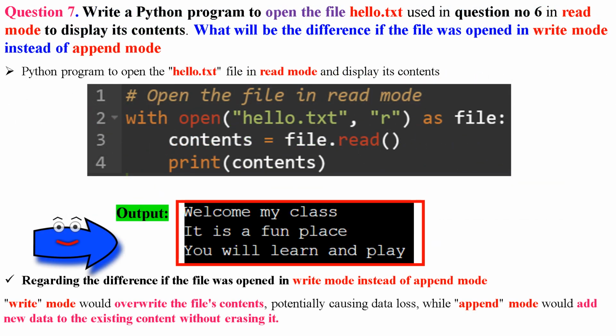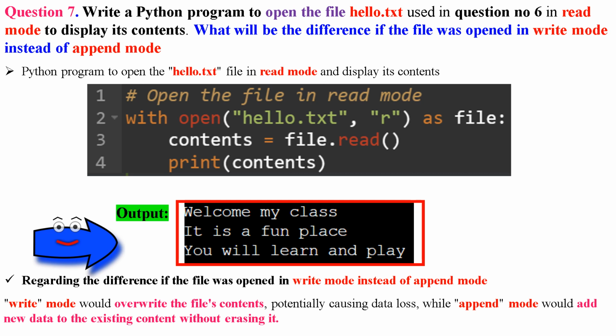Question 7. Write a Python program to open the file hello.txt used in question number 6 in read mode to display its contents. What will be the difference if the file was opened in write mode instead of append mode? Now, look at the answer.